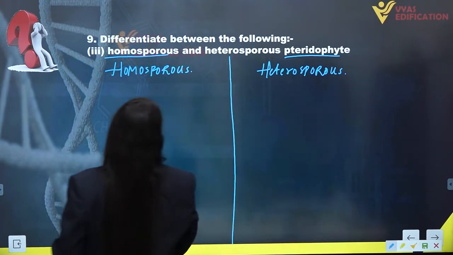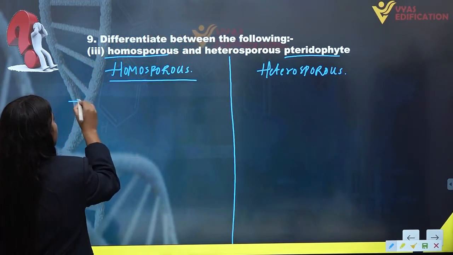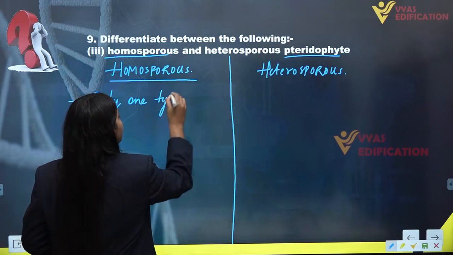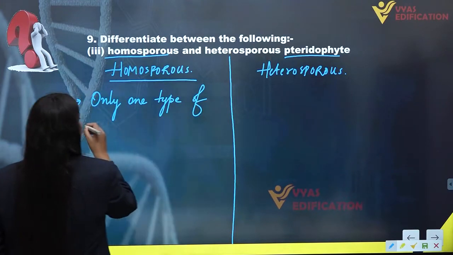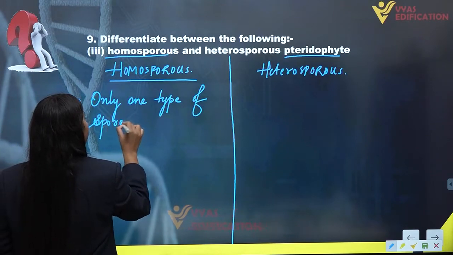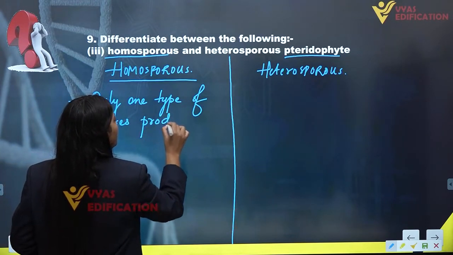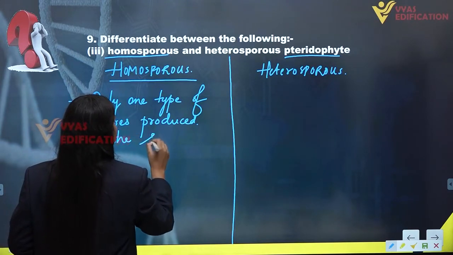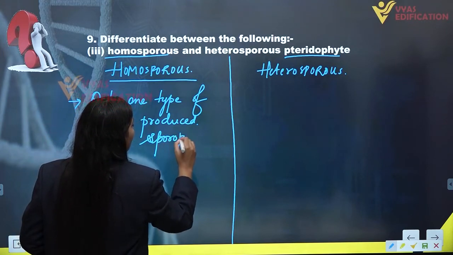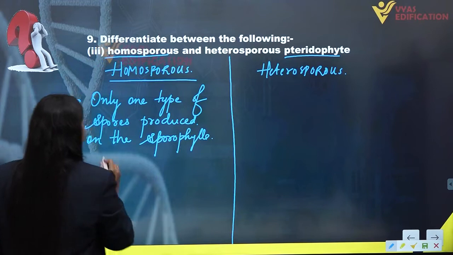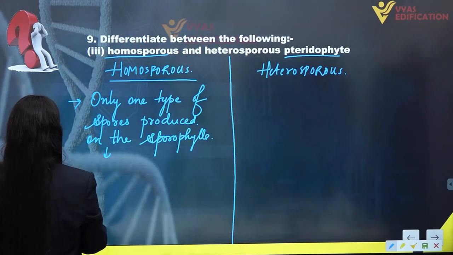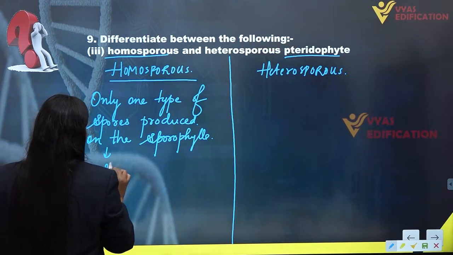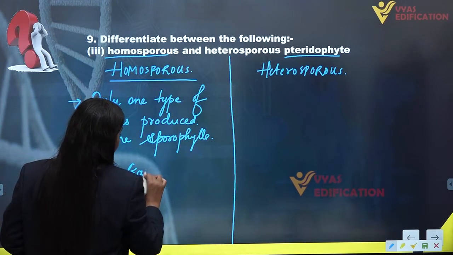Now what happens in homosporous pteridophyte? Only one type of spores are produced on the sporophylls, which will give rise to bisexual gametophyte.